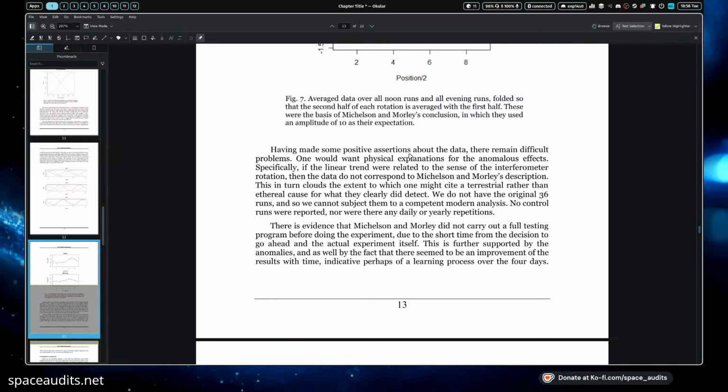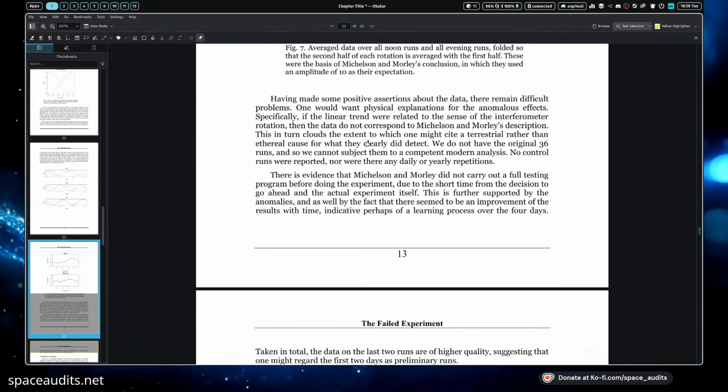So anyway, having made the positive assertion about the data, there remained difficult problems. One would want a physical explanation for the anomalous effects, specifically the linear trends that were related to the sense of the interferometer's rotation, and then the data do not correspond to Michelson and Morley's description. This in turn clouds the extent to which one might cite the terrestrial rather than the ethereal cause for what they clearly did detect. We do not have the original 36 runs, so we cannot subject them to the scrutiny of modern analysis. No control runs were reported, nor were there any daily or yearly repetitions, except for Miller's data, which was also destroyed and shown to us in a similar fashion, where we have segmented raw readings, but no ability to deconstruct long-term analysis or anything like that, like these people supposedly were able to do.